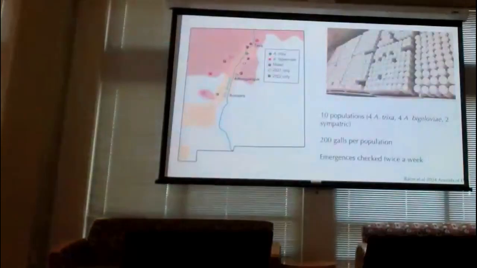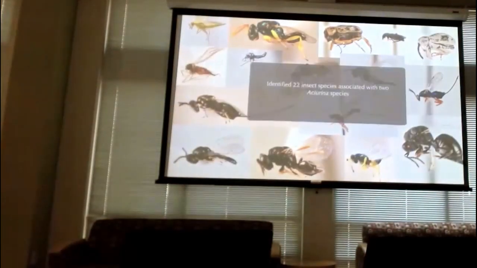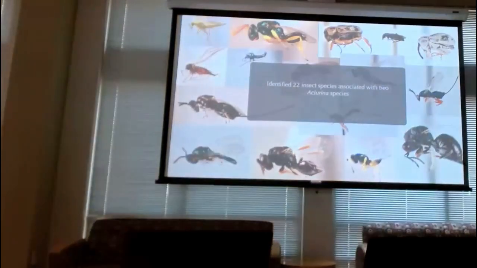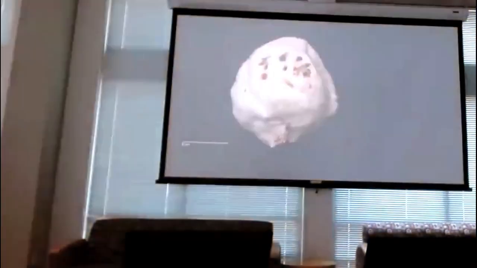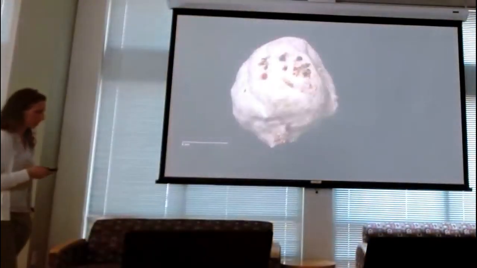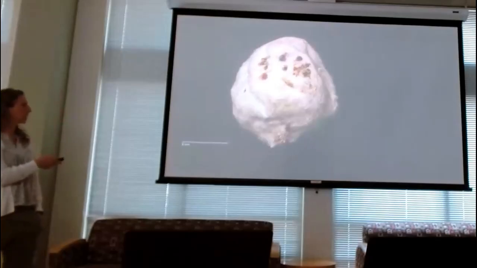So we collected a bunch of stuff. We had everything reared out of it, and we found a bunch of stuff. So we found 22 different insect species that are associated with just these two species of Acerina, including this adorable weevil. And there was some of the galls, the cottony galls, that had kind of a weird texture on them.